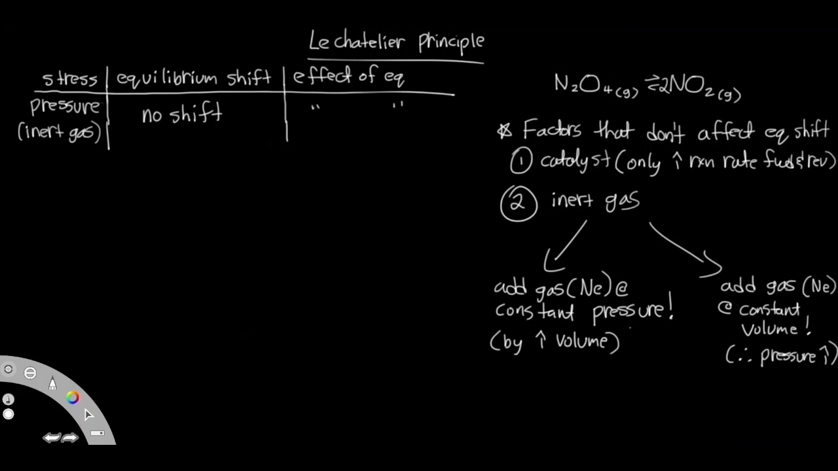So this can occur as well. It really depends on what you're doing with the volume. Are you going to be keeping it constant, which will obviously agitate the container, and the pressure is going to increase, or we can relieve the pressure by keeping it constant, but you have to make sure that you compensate by increasing the volume. So this is why these are factors that don't affect the EQ shift.